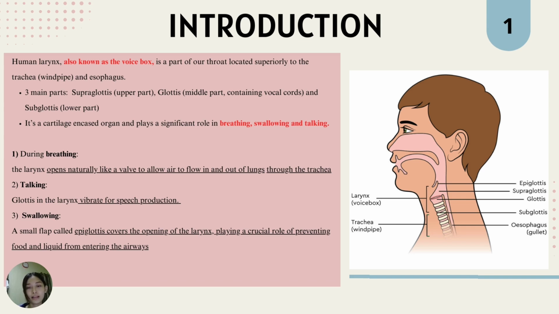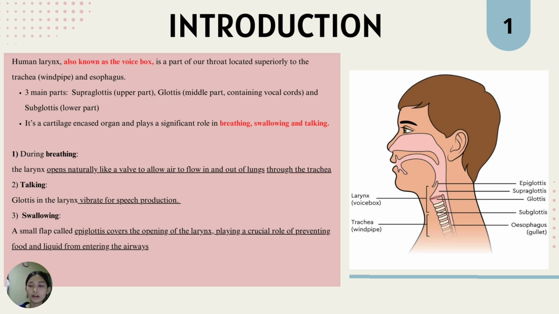You can look at the diagram on the right side. The location of the larynx is basically above the trachea and esophagus, and the parts of it include the epiglottis, supraglottis, glottis, and subglottis. The larynx is a cartilage-encased organ and plays a significant role in breathing, swallowing, and talking.